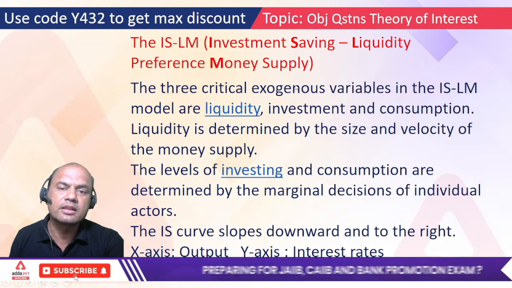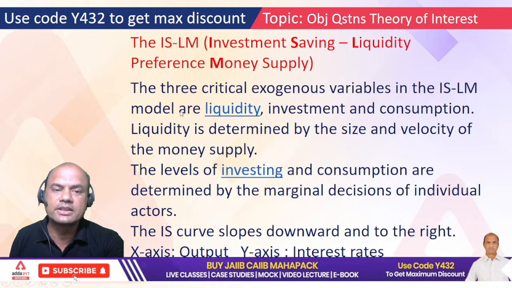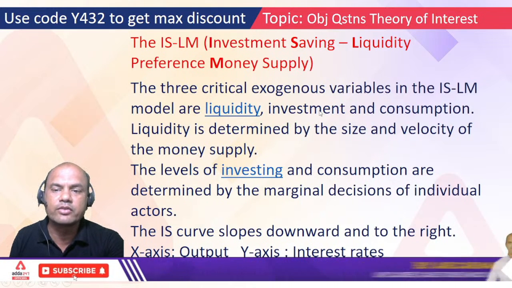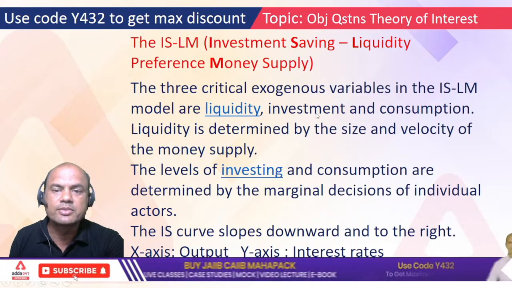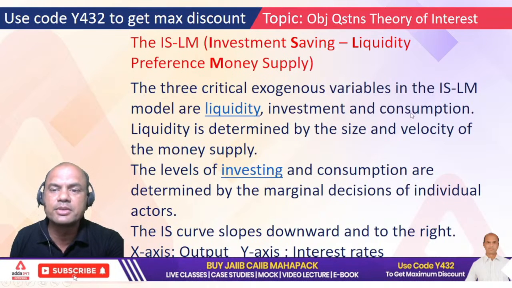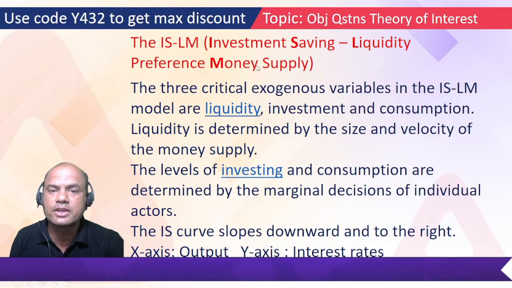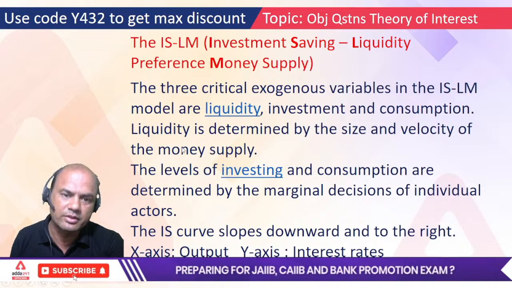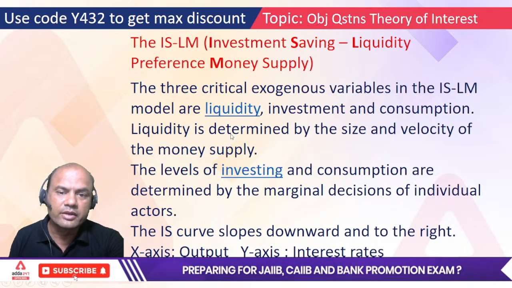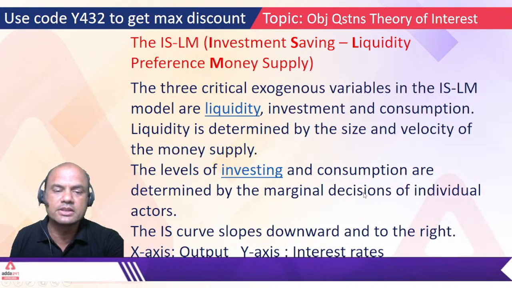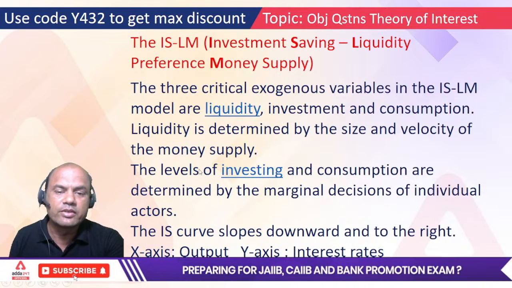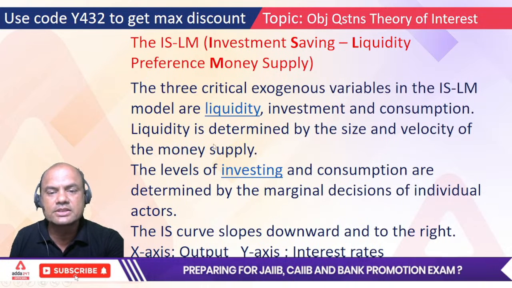The three critical exogenous variables of ISLM model are liquidity, investment and consumption. Liquidity comes from us who invest. Investment means the same, and consumption means the person who consumes. Liquidity preference guy will be in consumption. Liquidity is determined by the size and velocity of the money supply. The levels of investing and consumption are determined by marginal decisions of individual actors. Investing is decided by you and me.